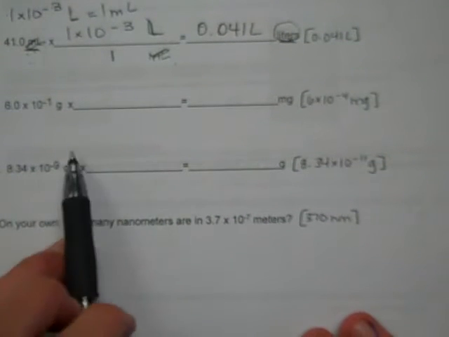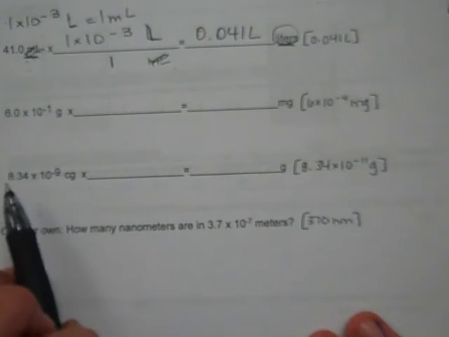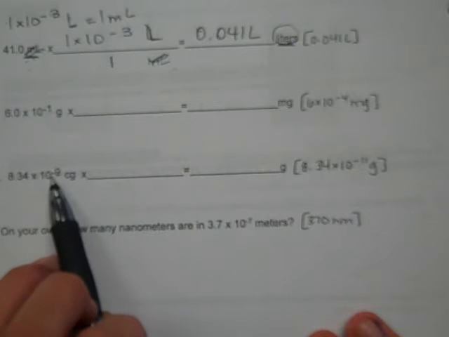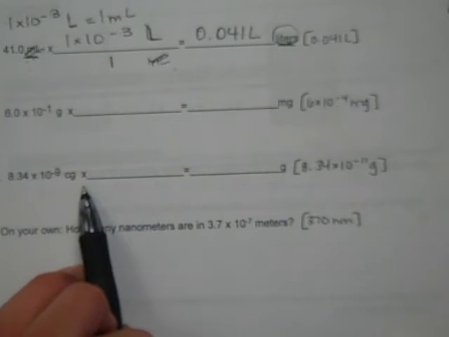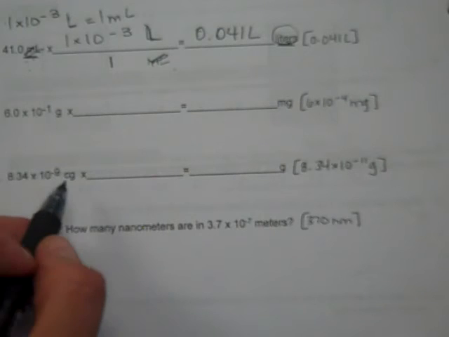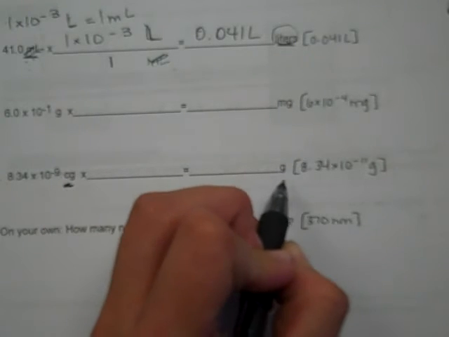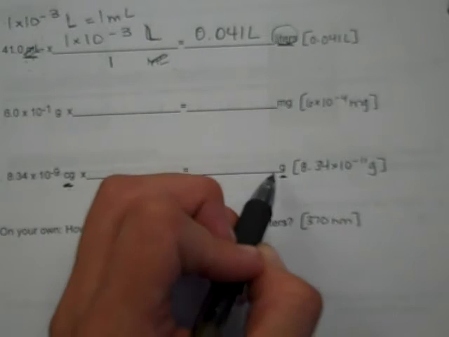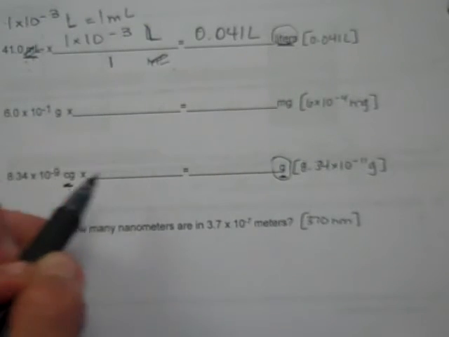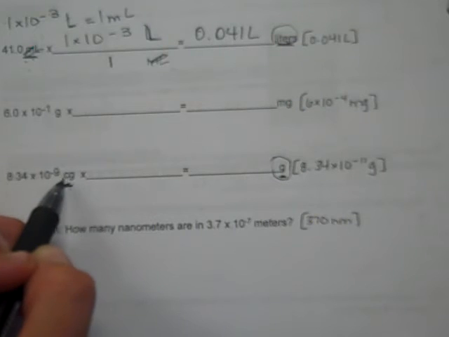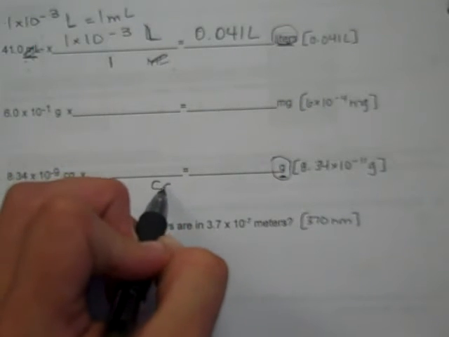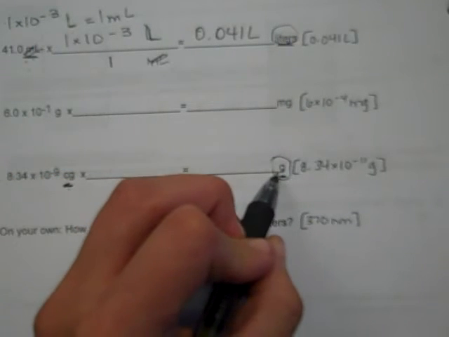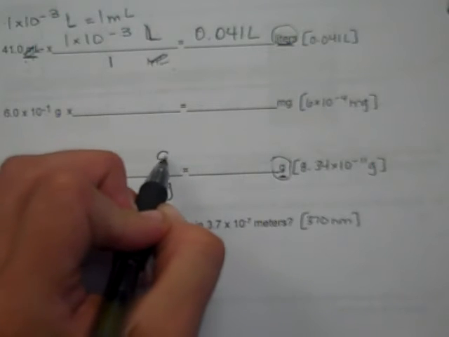Last but not least, I want to do number 7. Number 7, you're going from 8.34 times 10 to the 9th centigrams, and you want to get it to just grams. So centigrams to just grams. So I want to get rid of this unit, but keep this unit. In order to get rid of it, because it's in the numerator, I'm going to put it in the denominator. I want to put the unit that I want in the numerator.